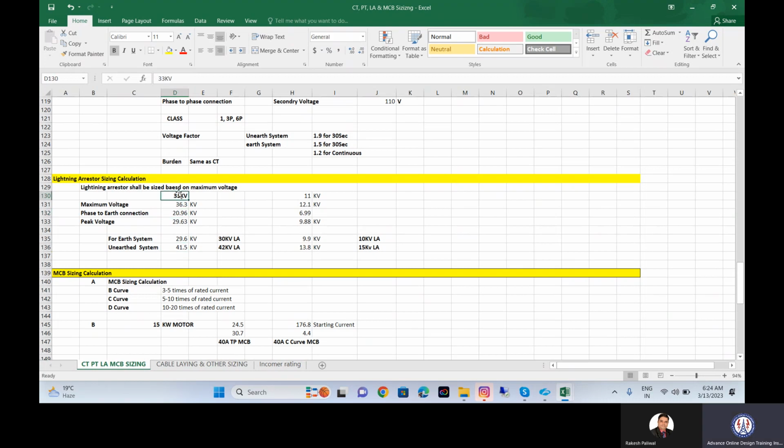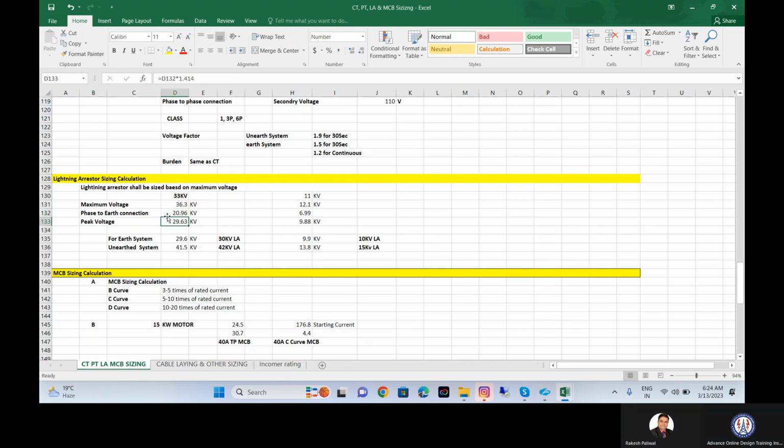So LA is basically sized considering the maximum voltage. Maximum means, suppose I have a 33 kV system, I will add the 10% voltage variation. So it will be 33 into 1.1, which is 36.3. As LA is connected between phase and earth, I divide it by root 3, since it is phase to earth.